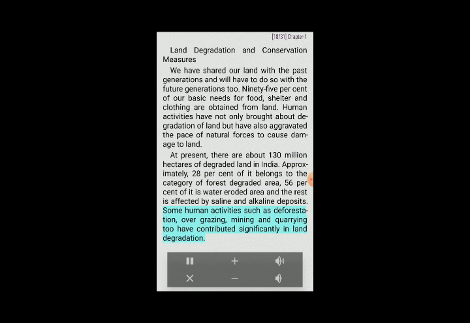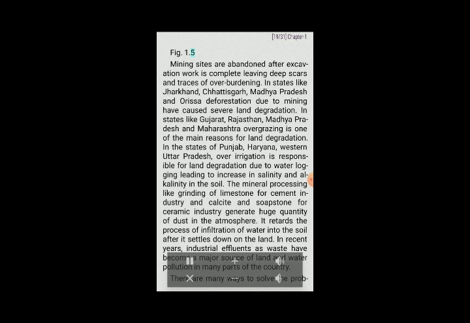Some human activities such as deforestation, overgrazing, mining and quarrying too have contributed significantly in land degradation. Fig. 1.5. Mining sites are abandoned after excavation work is complete, leaving deep scars and traces of overburdening. In states like Jharkhand, Chhattisgarh, Madhya Pradesh and Orissa, deforestation due to mining has caused severe land degradation. In states like Gujarat, Rajasthan, Madhya Pradesh and Maharashtra, overgrazing is one of the main reasons for land degradation. In the states of Punjab, Haryana, Western Uttar Pradesh, overirrigation is responsible for land degradation due to waterlogging, leading to increase in salinity and alkalinity in the soil.